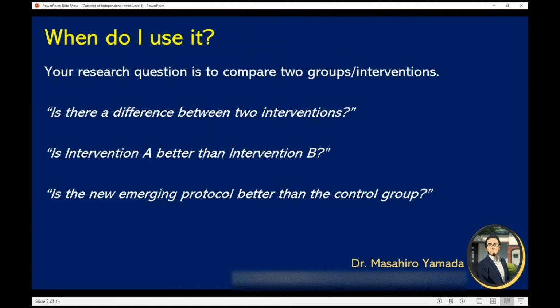Some example research questions would be: is there any difference between two interventions? Or is intervention A better than intervention B? Or is this new emerging technology better than the traditional technology? Those are examples when using an independent t-test would be appropriate.